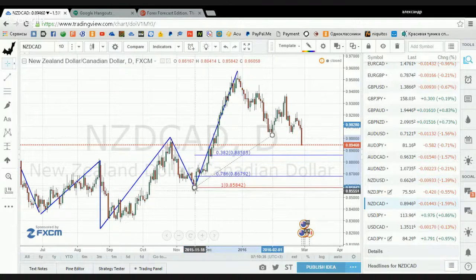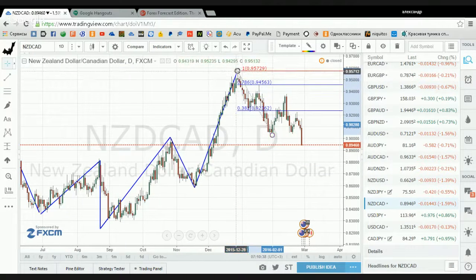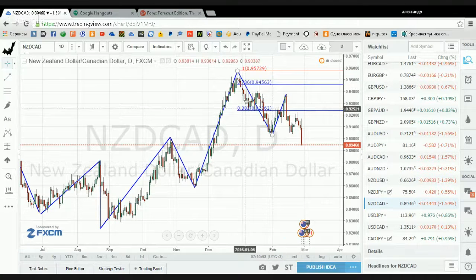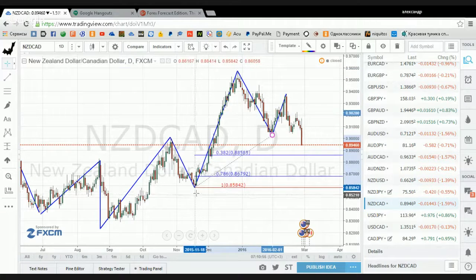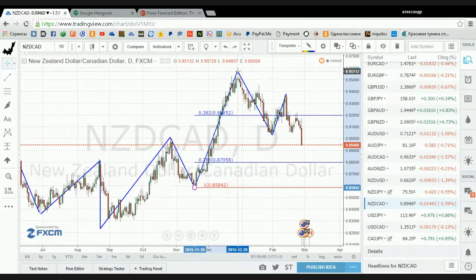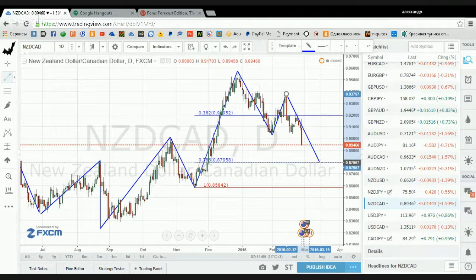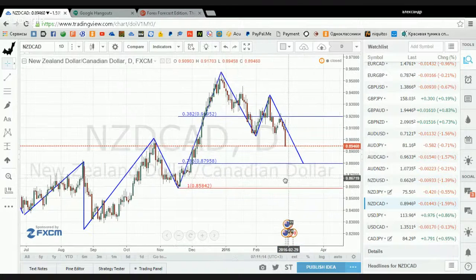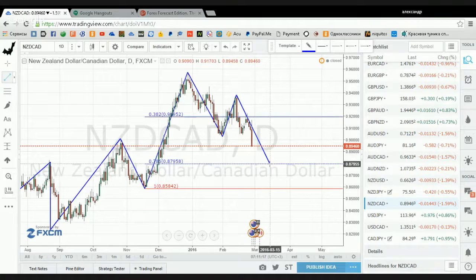Okay, then I reverse my fibs and measure this leg. We measured the first leg, this is the second leg. So I measured the second leg, and I also need 382. You see, price moved and passed this 382. When these two criteria are met, then I go back, measure the first leg once again, and what I expect price to go to is 786. See it? And at this point, I place my buy limit order.